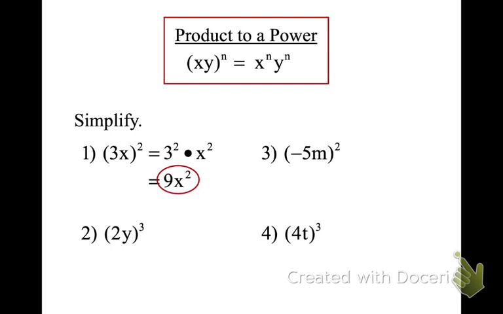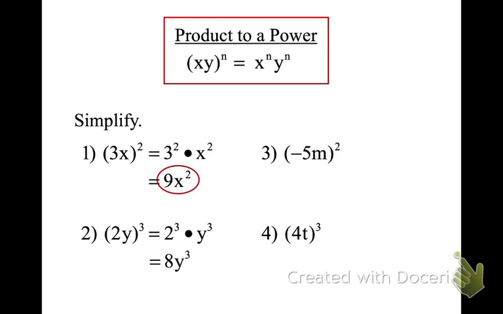Okay, we're going to do 2 to the third power, y to the third. It's 8, y to the third. Remember, that's not 2 times 3, it's 2 times 2 times 2. 2 times 2 is 4, times 2 is 8. So it's 8y to the third.